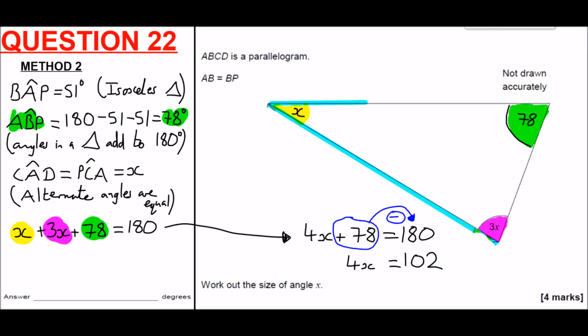102. And to get to just 1x, we can get rid of this 4, which is multiplying the x, by yet again swapping the side and swapping the sign. Opposite of multiplying by 4 is dividing by 4. And so x will be 102 divided by 4, which, as we saw from method 1, is 25.5 degrees. So using method 2, again we get 25.5.